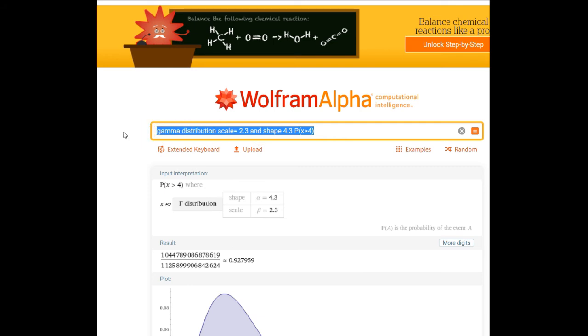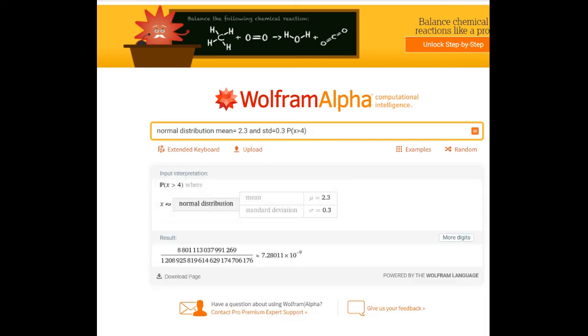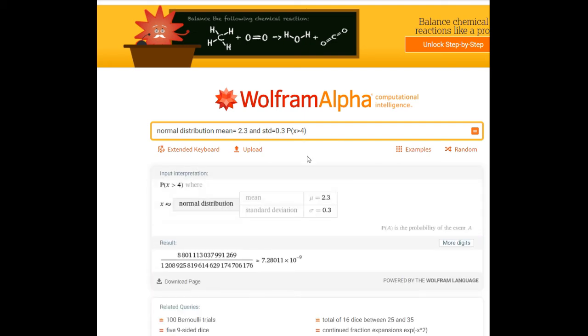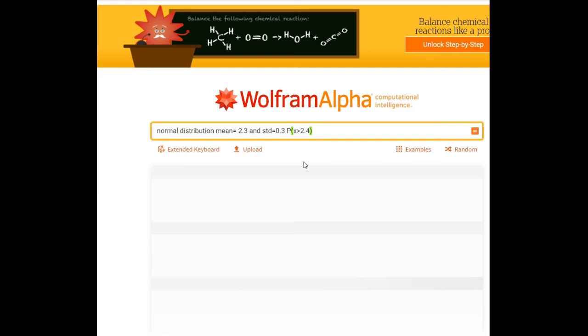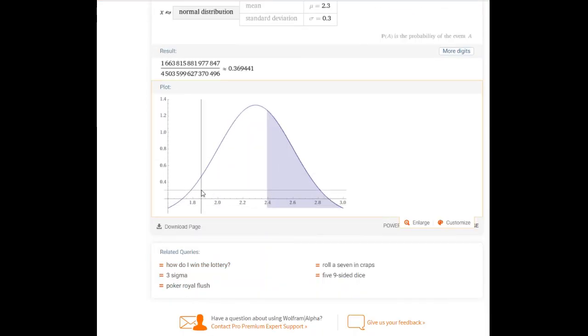One last example, normal distribution. So I'm just gonna change this to normal and mean 2 and STD is equal to 0.3. It's gonna be very high, but let's do it. Very small. So this is 4. 4 is very far, so I'm gonna go with 2.4, and it's 0.36 as you see.